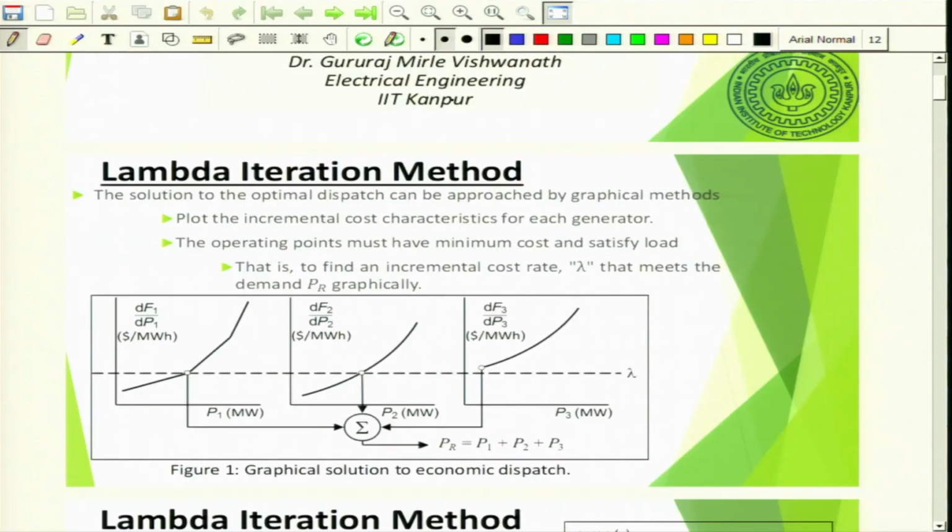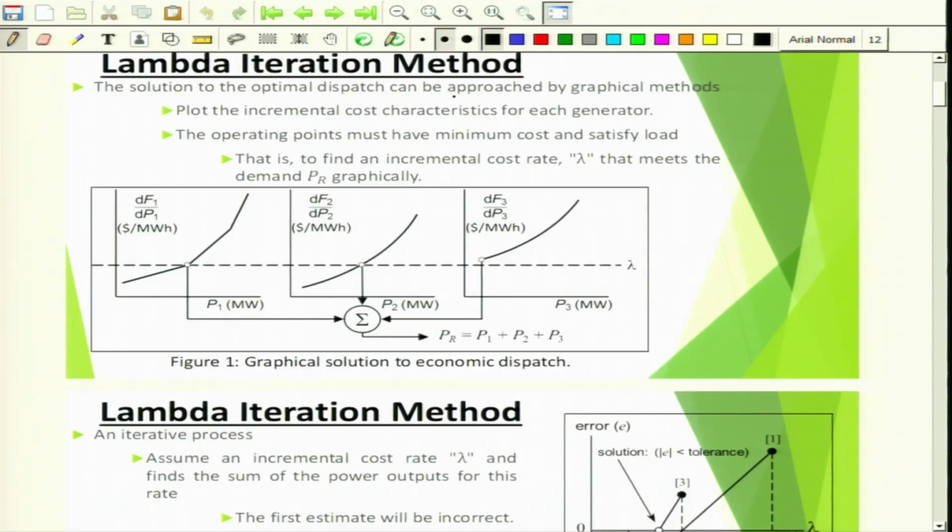The first topic is the lambda iteration method. See, the solution to the optimal dispatch can be approached by graphical methods also. Plot the incremental cost characteristics of each generator. You can see here, this is the incremental cost characteristic, that is df1 by dp1 of the first generator, and the incremental cost characteristic df2 by dp2 of the second generator, and for the third generator, df3 by dp3.